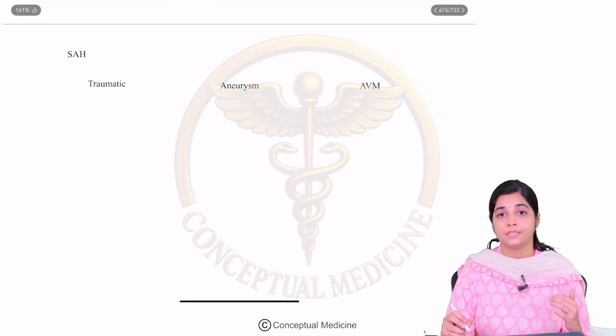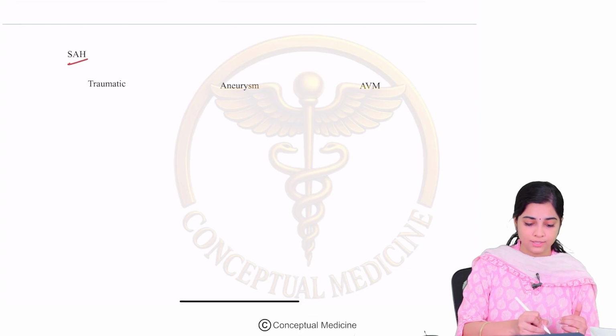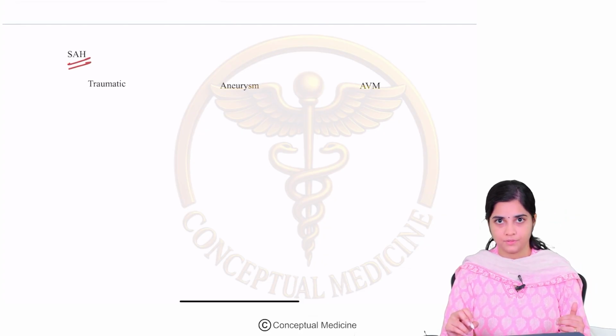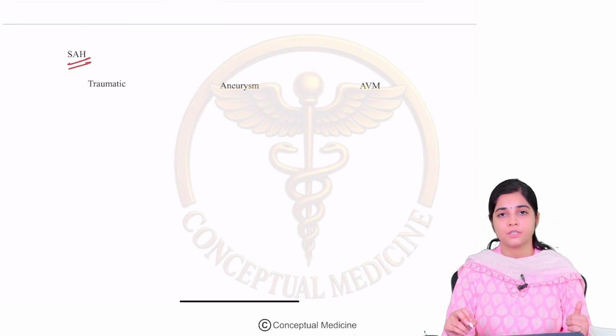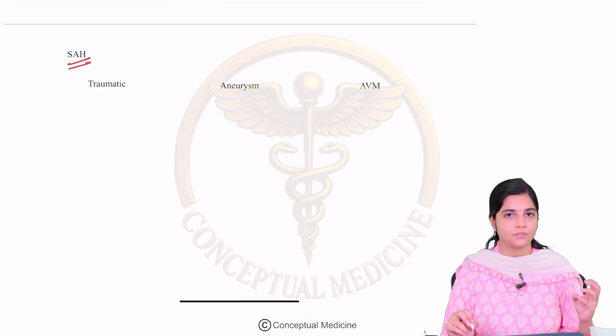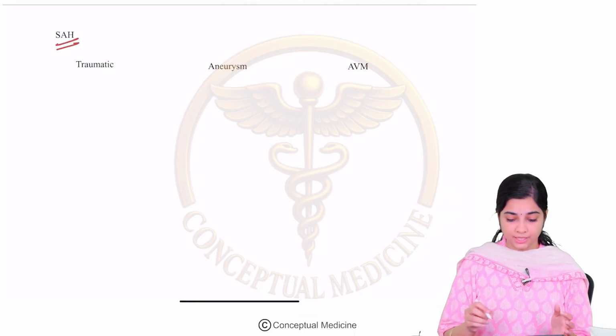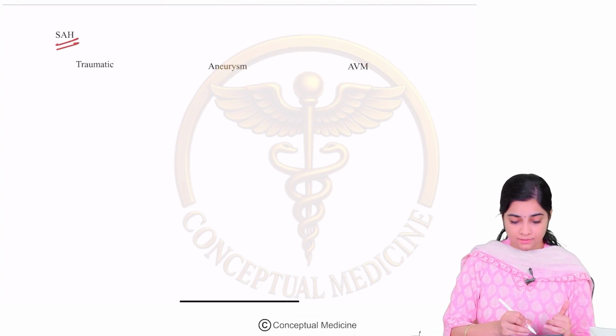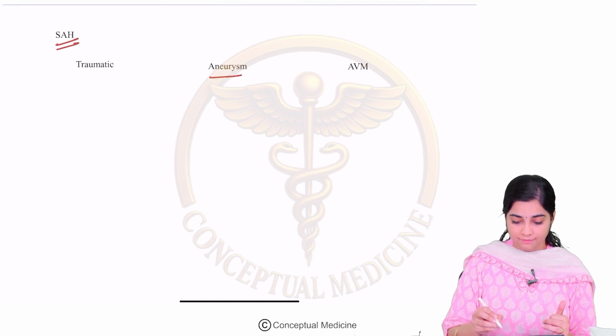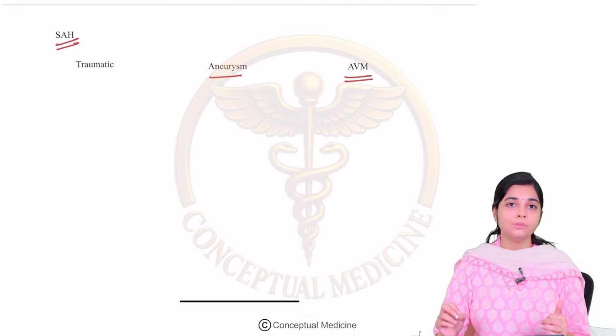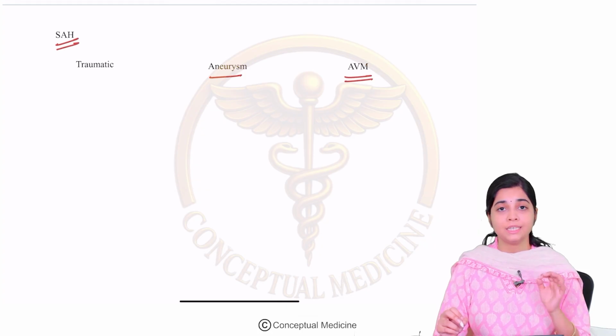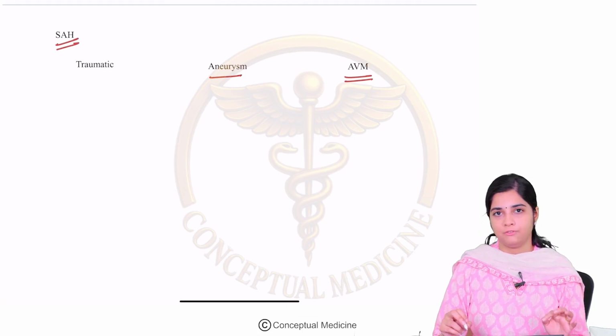Now, let us move on to the next type of stroke, which is your subarachnoid hemorrhage. Subarachnoid hemorrhage is also a very, very important part of your hemorrhagic strokes. If it is not a hypertensive bleed, if it is not an intracerebral hemorrhage, then you can consider subarachnoid hemorrhages as well. Subarachnoid hemorrhage can be mainly due to three reasons: traumatic, aneurysmal, and AV malformations.